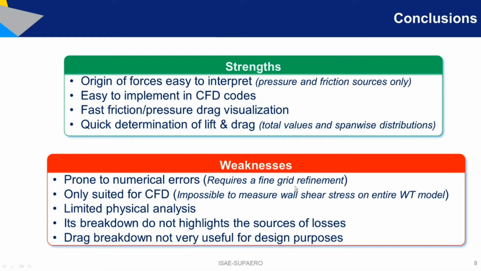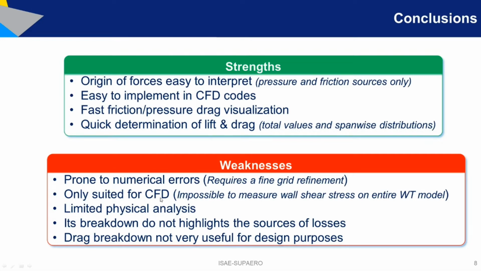If you have a coarse refinement around the leading edge, you will somewhat average the force acting at each surface element, and you will start adding errors. So this is quite complicated. You really need to refine the leading edge and the trailing edge in order to get very accurate results. The other problem with this method is that it is only suited for CFD, and let me show you why.